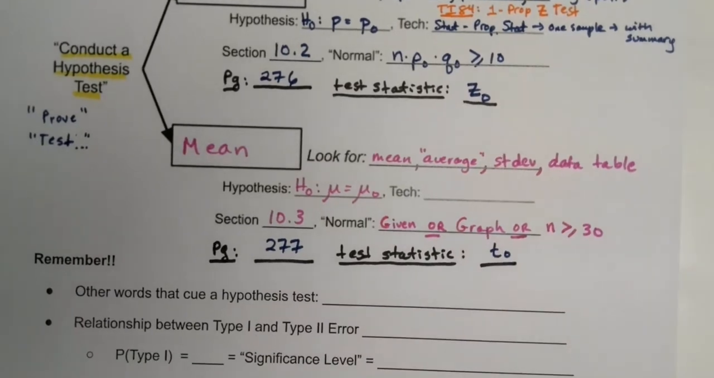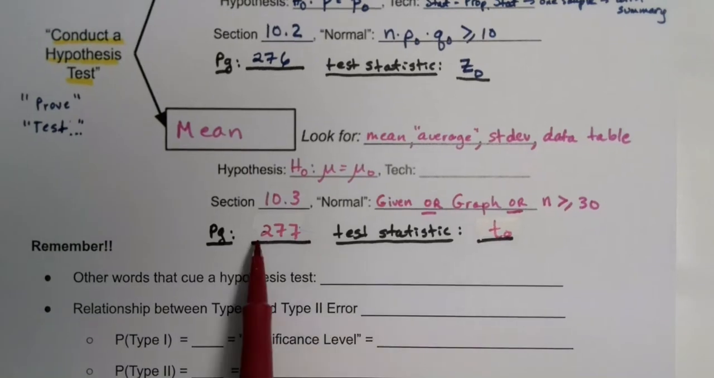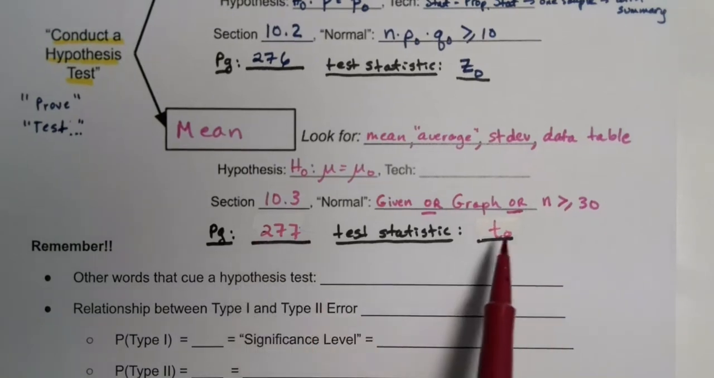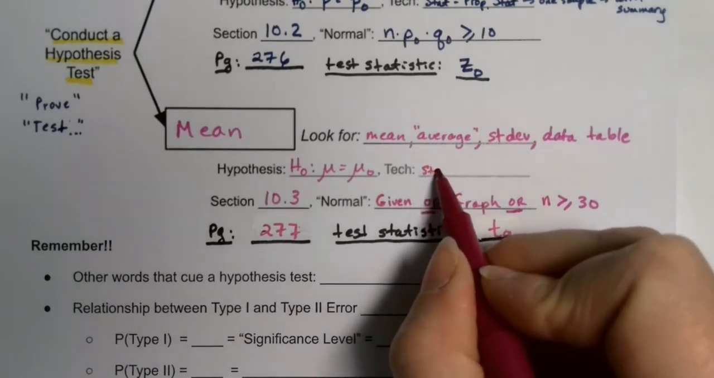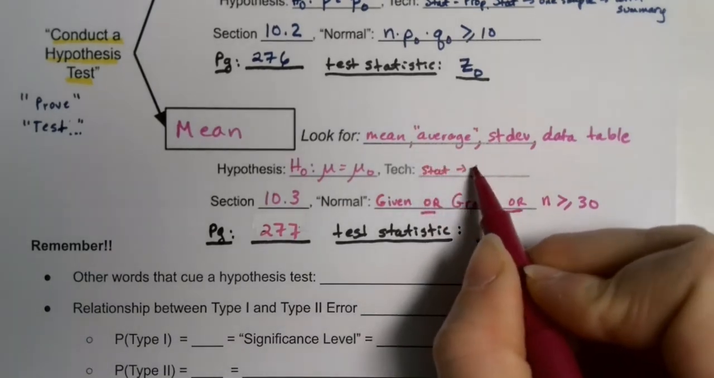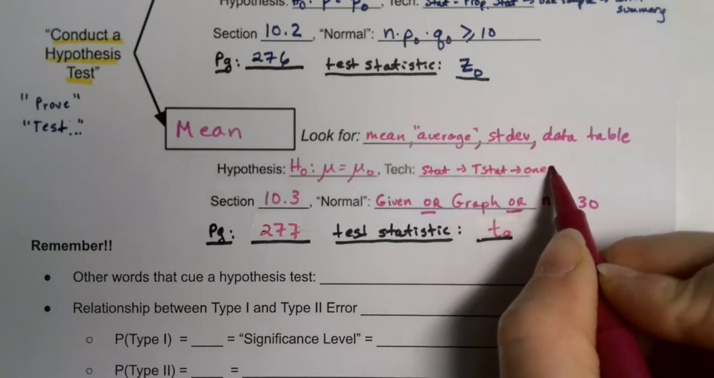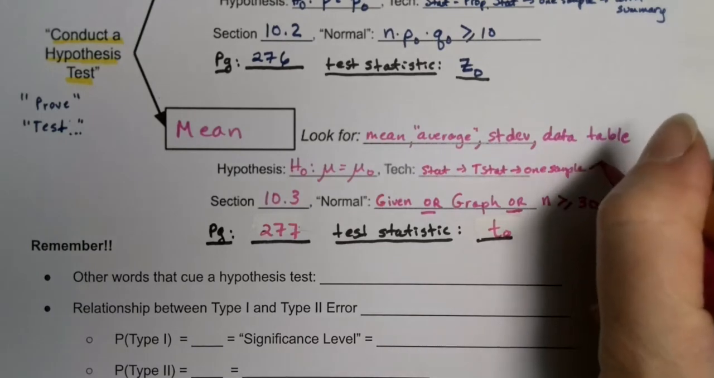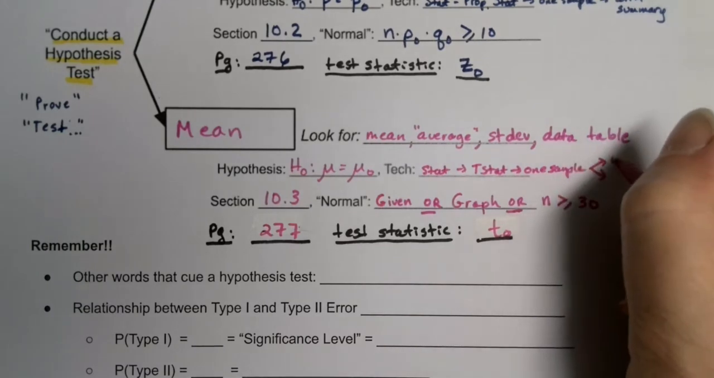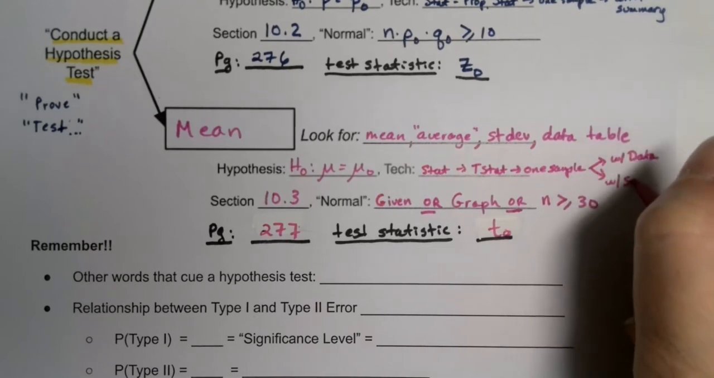Oh, that was all in pink. One second. I forgot I was trying to color coordinate this, so I switched them to pink. So 277 and T0. Now in tech, I'm going to write this down. We go to stat, of course. We go to t-stat. We had one sample. If you're wondering about the two sample, that's what chapter 11 is for. And then you're going to either choose with data or with summary. It depends on what you're doing.